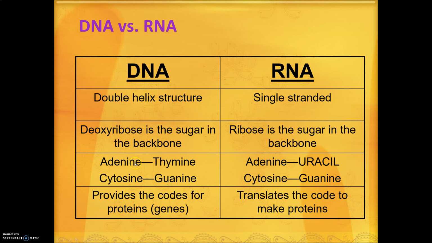And if you recall, in DNA, A pairs with T, C pairs with G. RNA is a little bit different. There are no T's in RNA. A pairs with U. So anytime you look at a strand and you see U's, you're looking at RNA. If you look at a strand and you see T's, you're looking at DNA.